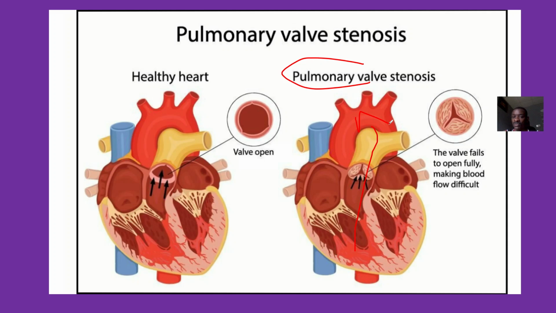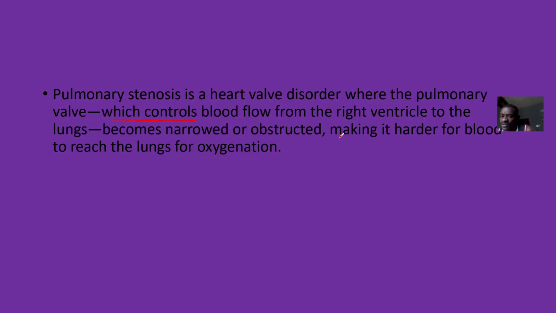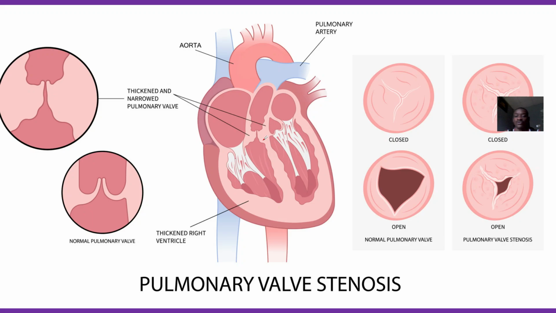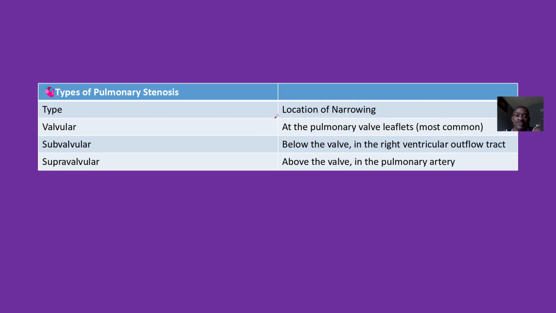So it is a valve that is actually controlling the movement of this blood, so that blood is moving smoothly on a one-way tract. The one-way tract I'm talking about is the blood is moving in one direction. As blood is flowing into the pulmonary trunk, it shouldn't flow back. Okay, so the valve can be narrowed or obstructed, making it very hard for blood to reach the lungs for oxygenation. Do you understand? So what we are having here is types of pulmonary stenosis.